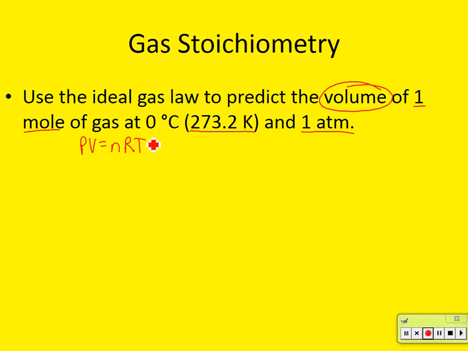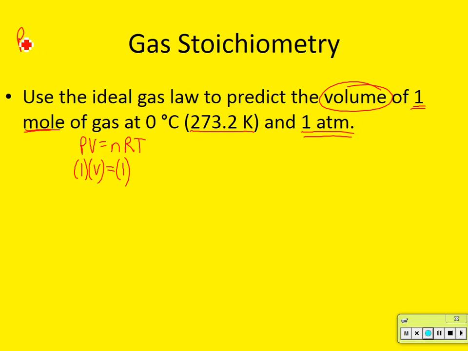Now we're just going to plug in the variables that we have. Did it give us pressure? Yeah, it said 1 atm, so I'm going to put 1 in for pressure. Did it tell us volume? No, it didn't. That's what we're supposed to find. Okay, so I'm going to keep it as V. It's equal to, and what is n, guys, in the ideal gas law? Number of moles. Did it tell us? Yeah, 1 mole here, so 1 goes in for n.